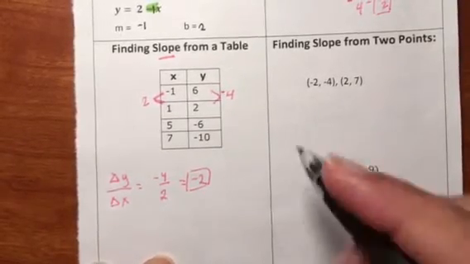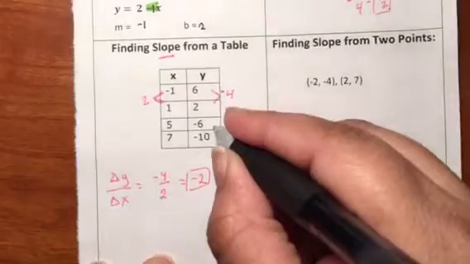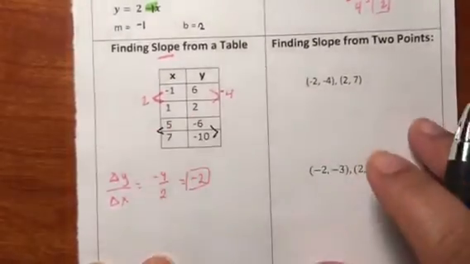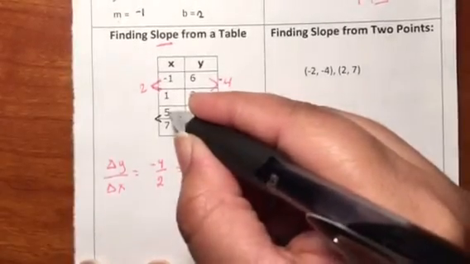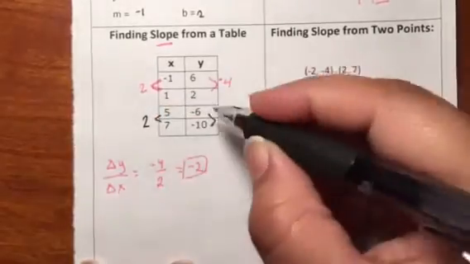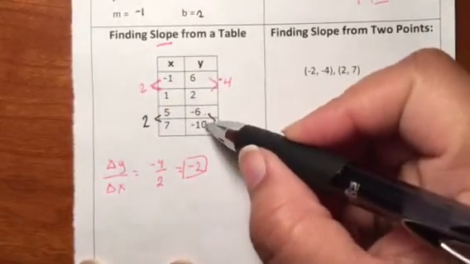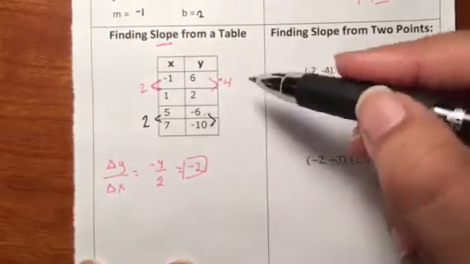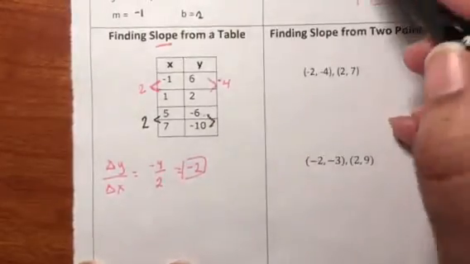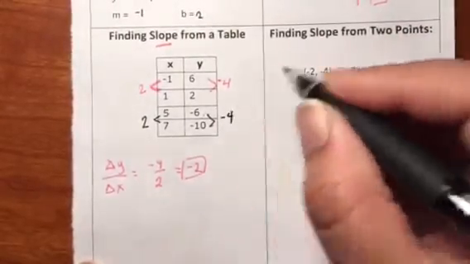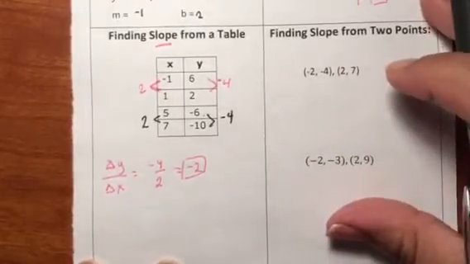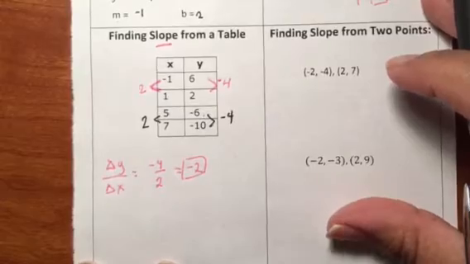Now I want to show you that it doesn't matter what 2 points I pick. If I were to pick these 2, I would still end up with the same number. Again, to go from 5 to 7, I increase by 2. To go from -6 to -10, so if I'm at -6, I got to go down, or I got to go sideways, whichever way you're going. It's a change in -4. So those are the same exact numbers that we just looked at. Still comes out to be -2.